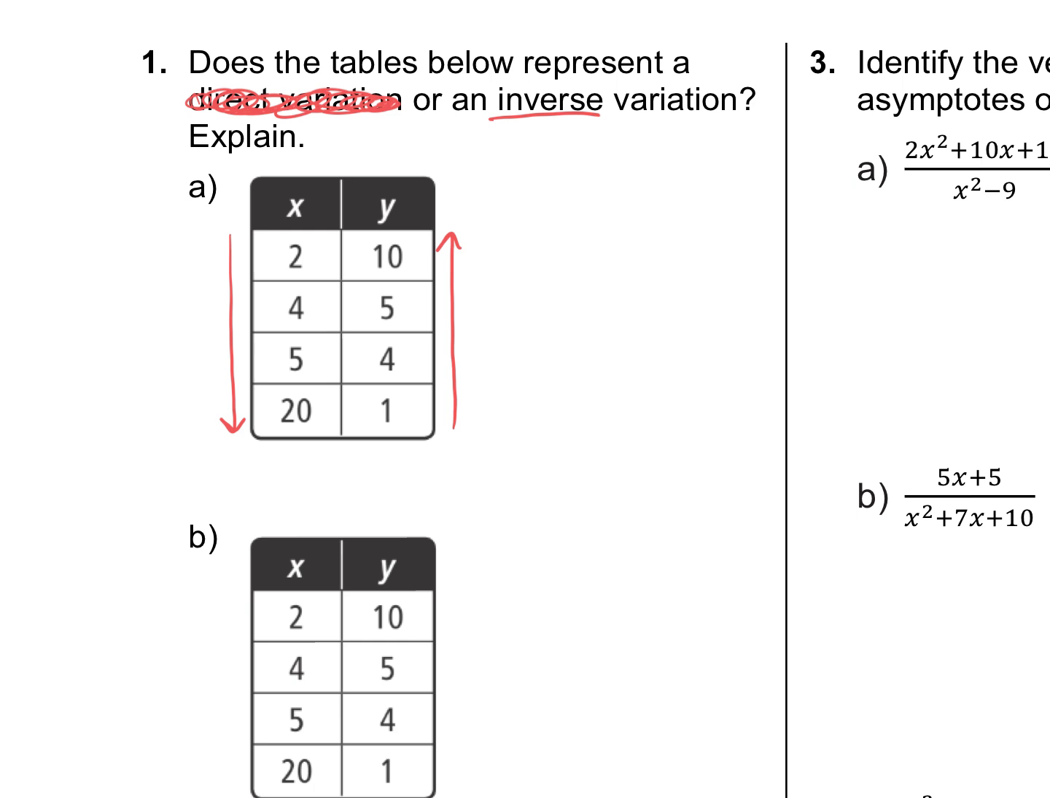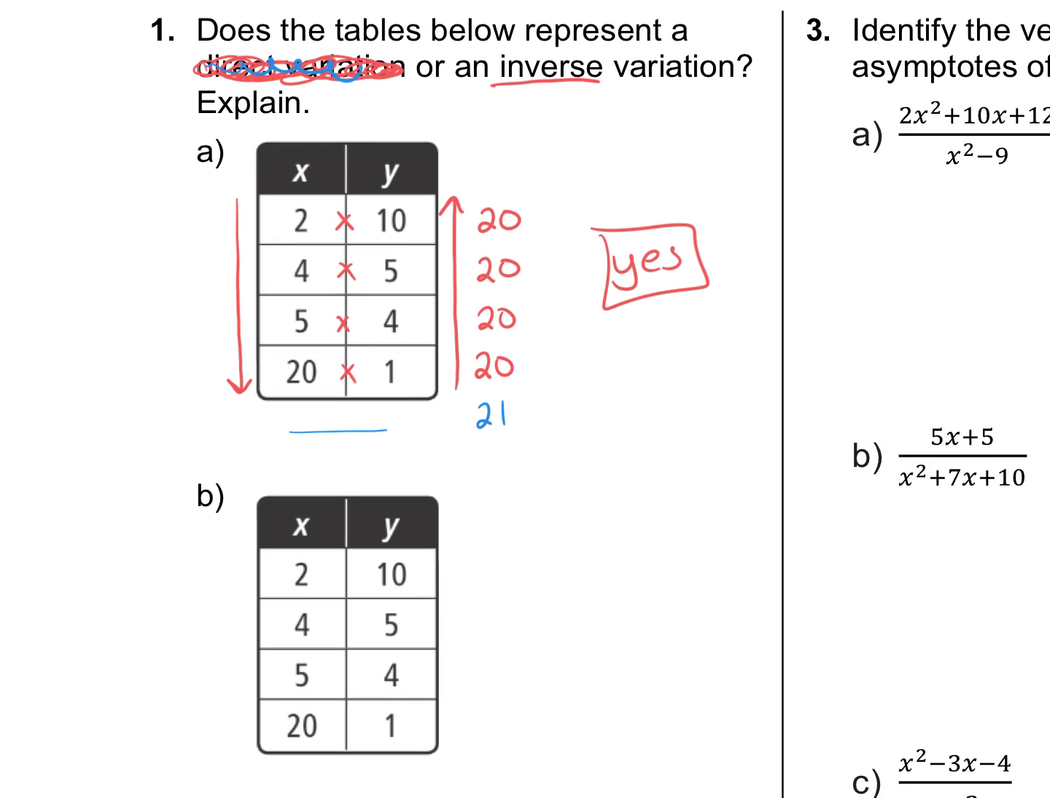Multiplying x and y. So 2 times 10 is 20. 4 times 5 is 20. Can I assume all of these are 20? No, you have to actually figure it out. 5 times 4? 20. 20 times 1? 20. So is this inverse variation? Yes. If I, for example, had another row here and I got 21, is that an inverse variation? No, it's direct. No. Even if it was, if you said no, all I would need you to put is just no.